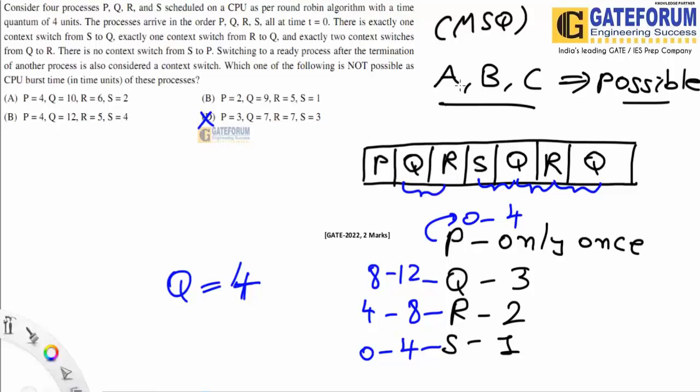So our answer would be pretty simple. It would be A, B, and C. All the three would be possible with the CPU burst type which is present.